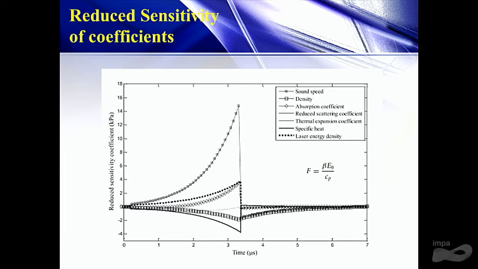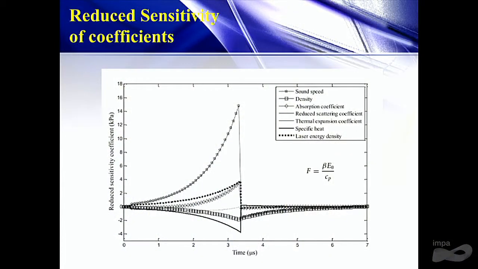In the one-dimensional case, we did an analysis of sensitivity coefficients to know which thermophysical parameters are sensitive for estimation. Sound speed and thermal expansion coefficient have a good sensitivity for estimation in this model, but thermal expansion coefficient has a correlation with laser energy density and specific heat. Then we assumed them as one parameter named F.